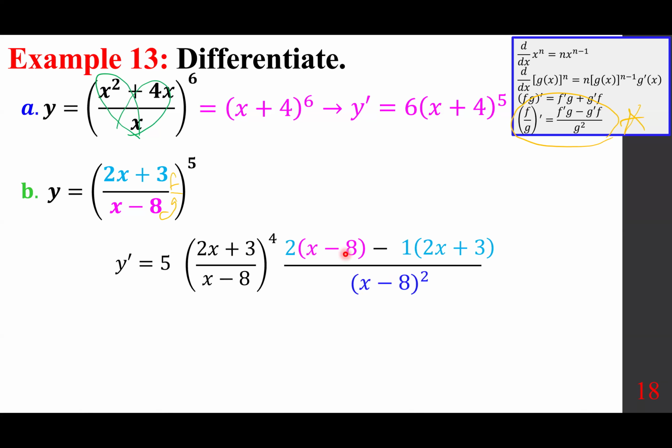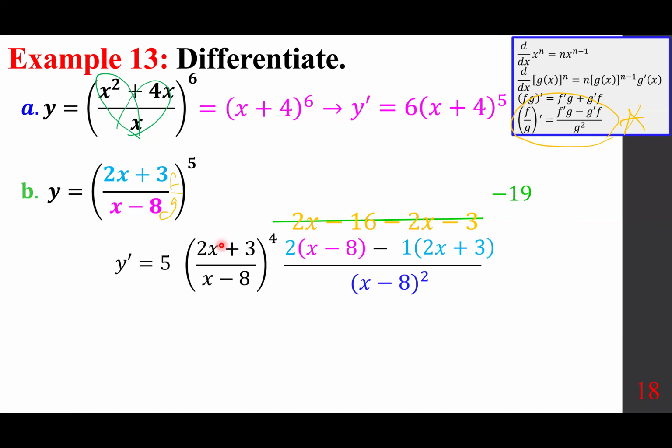This is 2x minus 16 minus 2x minus 3. Clearly 2x and minus 2x cancel each other. It needs to add up to -19. So you can do it in one shot, but I do it in 2 shots. I want to make sure you don't make a mistake, because some students did make a mistake with the exam.